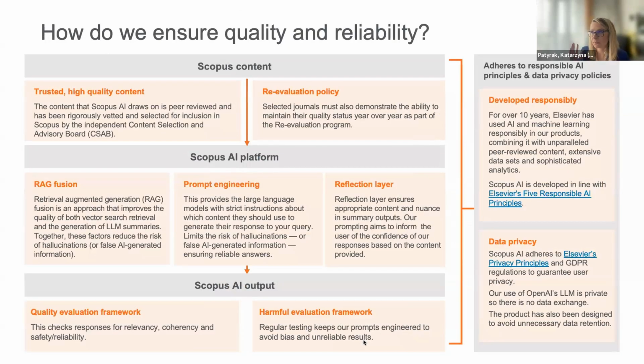First of all, the quality and reliability. I already told you what the Scopus content is. You can now imagine that with all these efforts we put into making sure that the content is reliable, we can go through this, use certain functionalities, and with that we are getting the output: the summary and the information with the references.